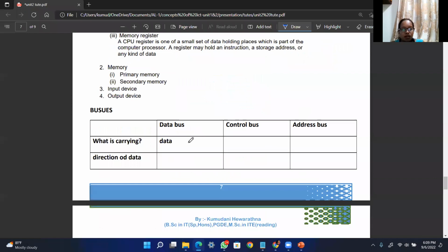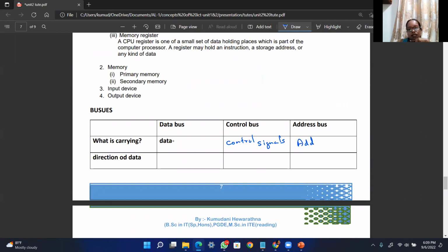Right, buses. What are they carrying? Data bus carries data. Control bus, what is it carrying? Control bus is carrying control signals. Address buses are carrying addresses. Addresses of memory locations, right? Addresses of memory locations.